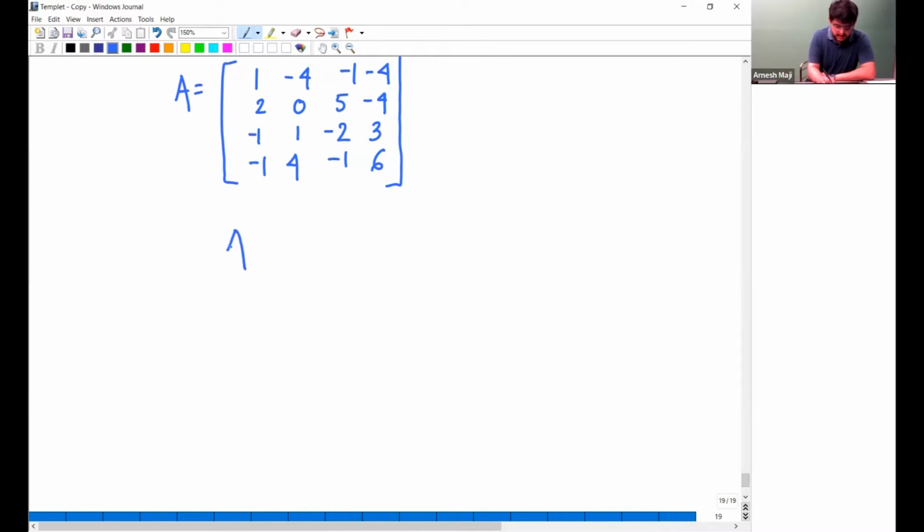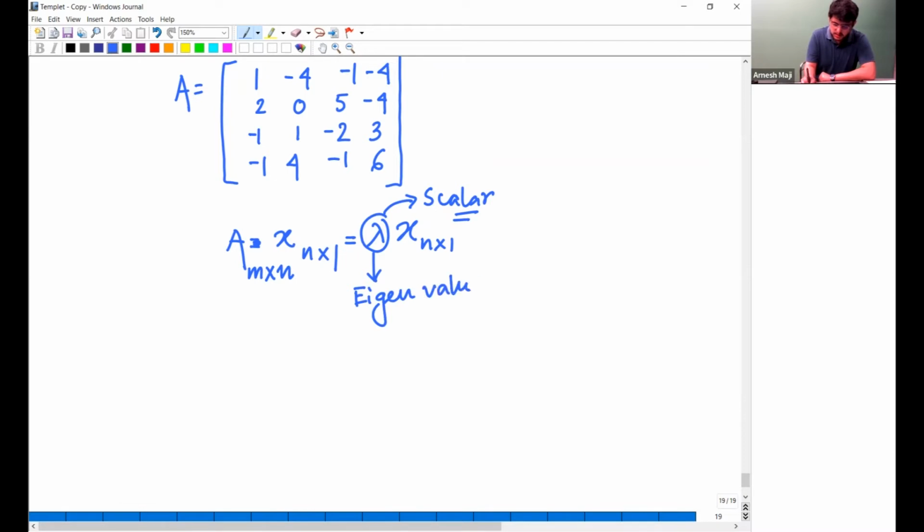As you have been taught in class, any matrix of the order m cross n, which can be a square matrix or a rectangular matrix, if it is multiplied by a vector n cross 1 and gives back the vector multiplied by a scalar, then this scalar will be called an eigenvalue, and this vector, which is the same as this vector, will be called an eigenvector. So this has been taught to you in class.